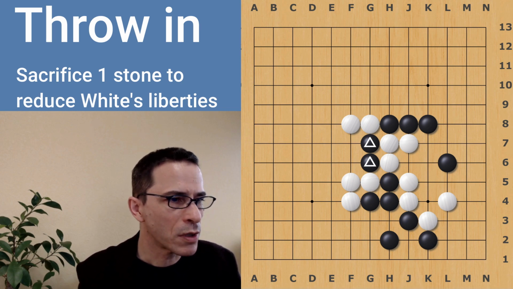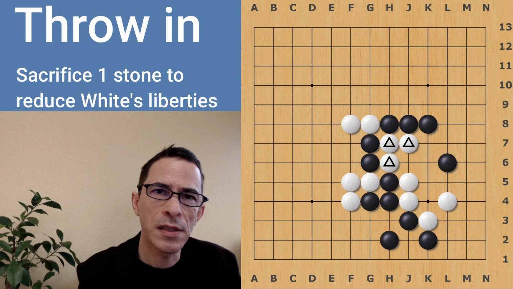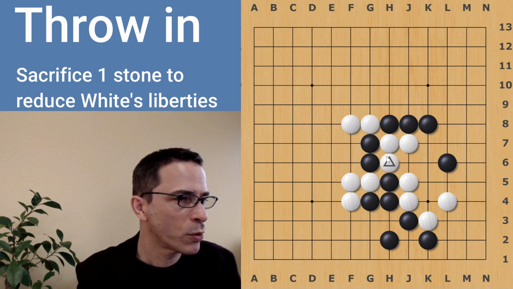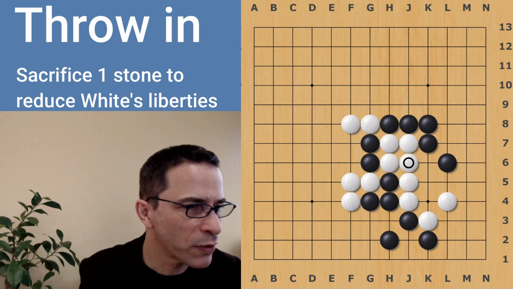In order to save those stones, black has to find a way to capture this white group. In particular, it's these three stones that black is trying to capture. So we can start with black playing an Atari. White connects here. And let's just count the number of liberties.